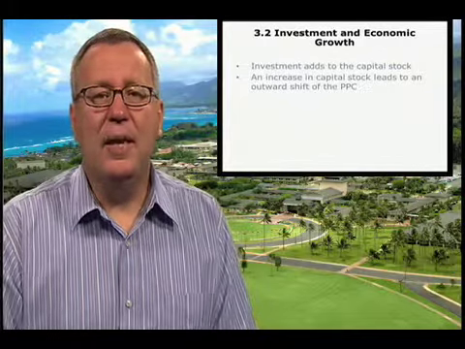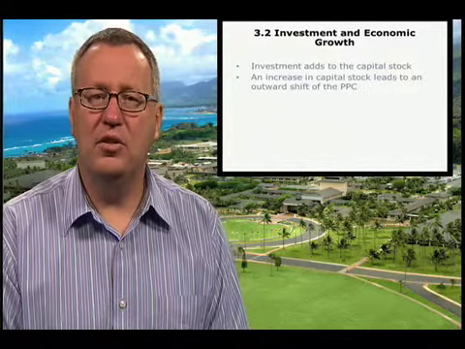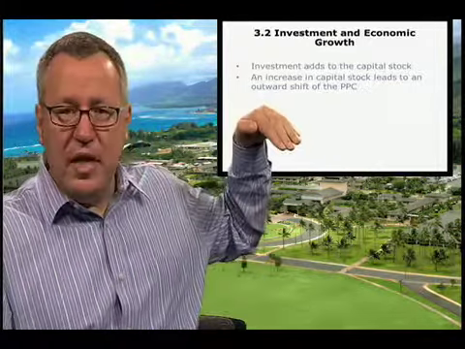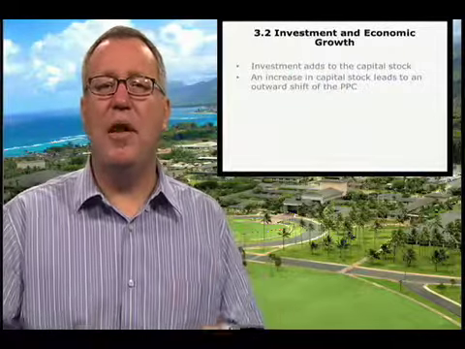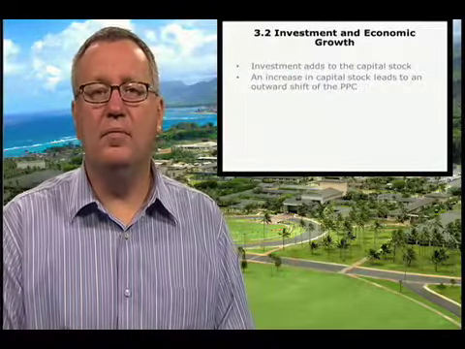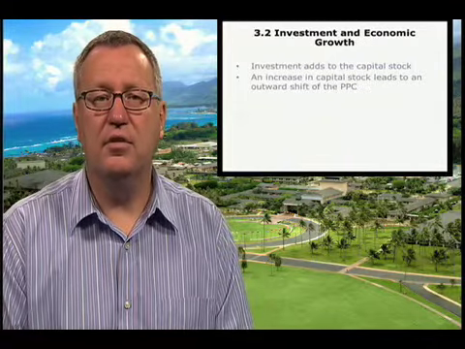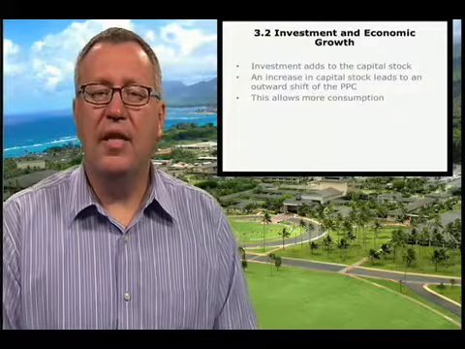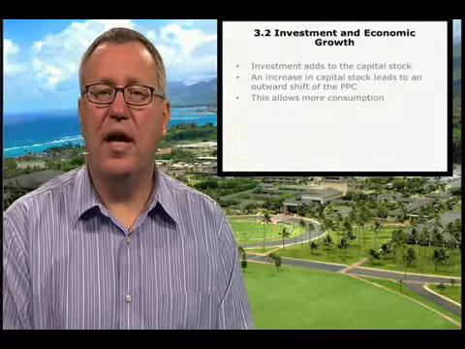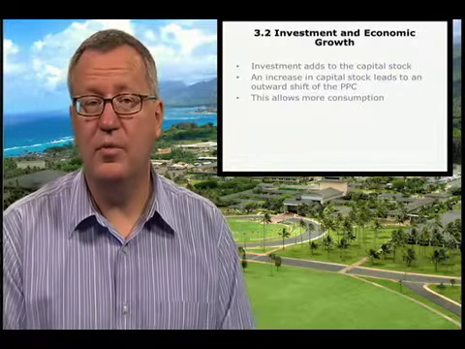An increase in the capital stock leads to an outward shift in the production possibilities curve. Remember, we shifted from the inner line to the outer line, which shows that we can actually make more product at any given price because of our capacity to produce has increased. This allows for more consumption. As the production possibilities curve shifts out, we can move towards more consumption. We can also move towards more investment.